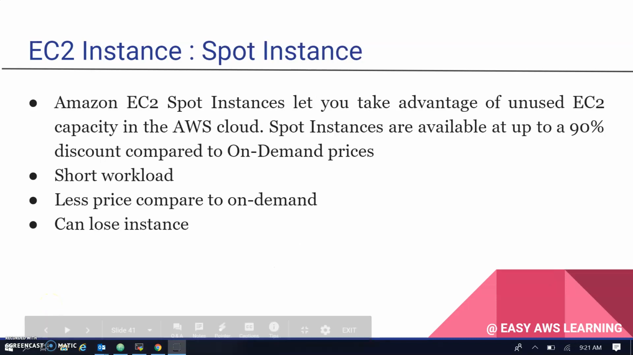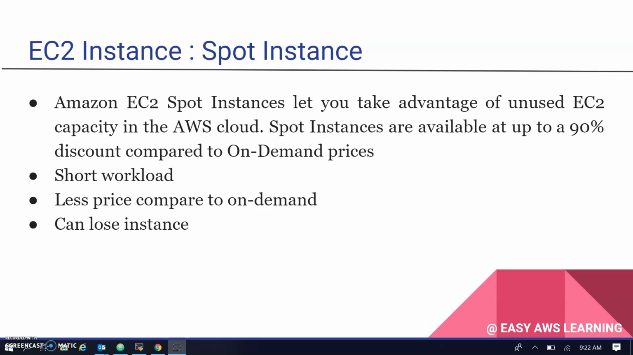The next instance launch type is the spot instance. Amazon EC2 spot instances let you take advantage of unused EC2 capacity in the AWS cloud. Some instances are not being used, or some of the workload and hardware are unused, and that specific capacity Amazon gives in the spot instance type. Spot instances are available at up to 90% discount compared to on-demand.